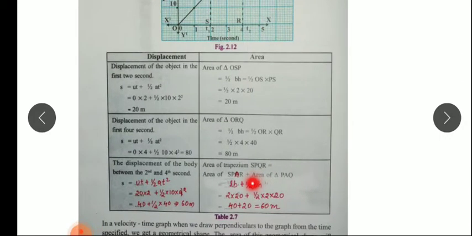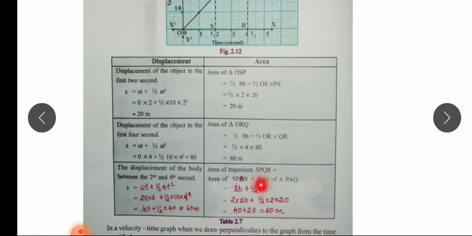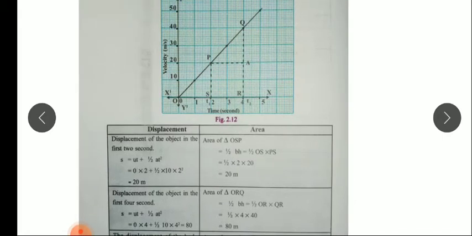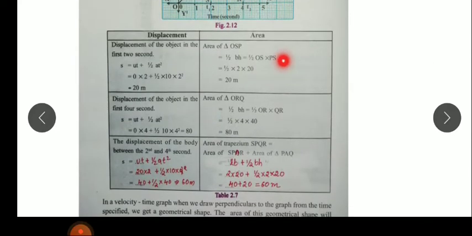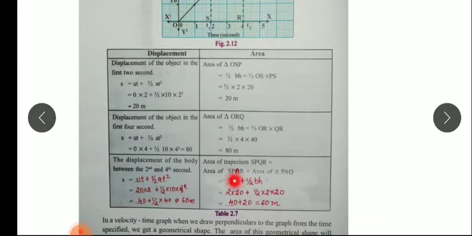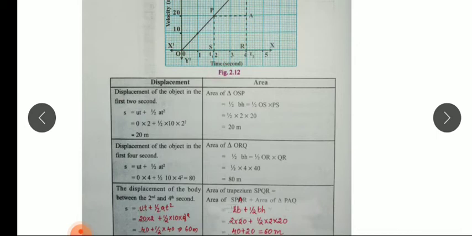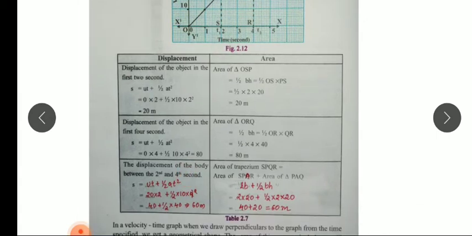So the area of the trapezium SPQR is equal to, so this trapezium is considered as a combination of one triangle and one rectangle. So the area of the rectangle is L into B, plus the area of the triangle is half B H, and substituting we will get 60 meters. And here you can see, using the equation s is equal to ut plus half at squared, we will get the same answer, 60 meters.